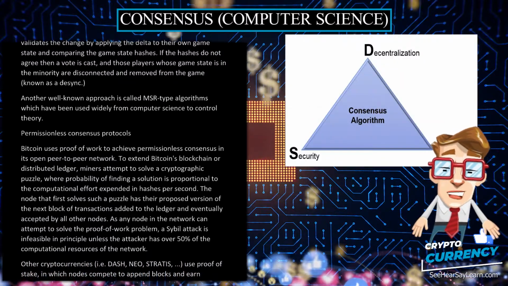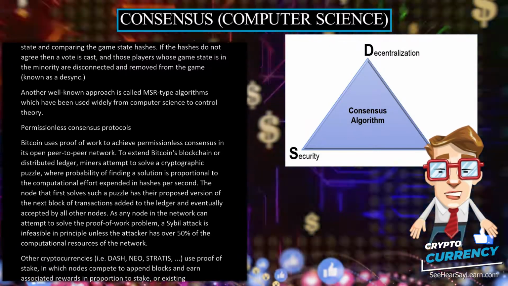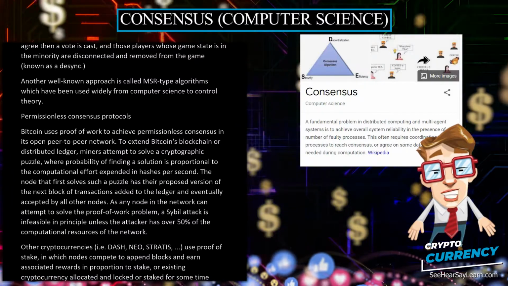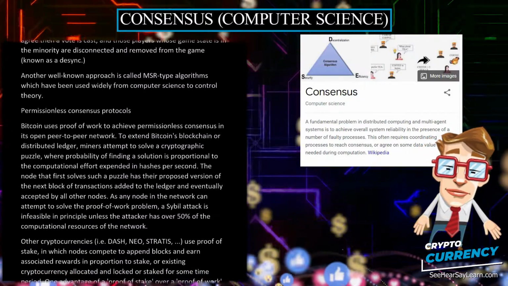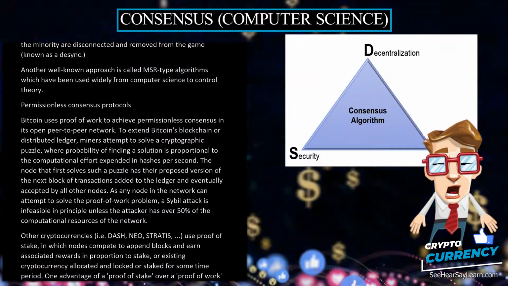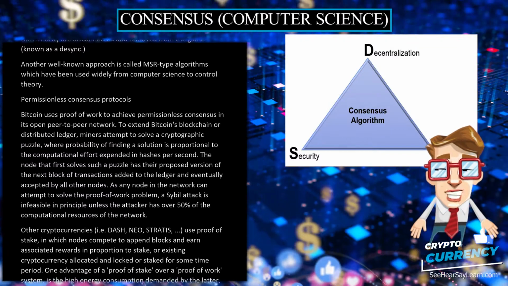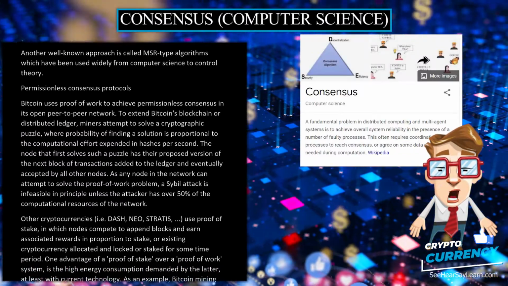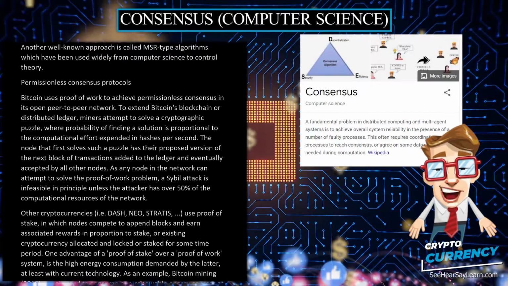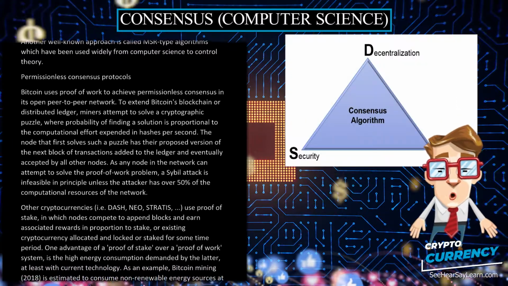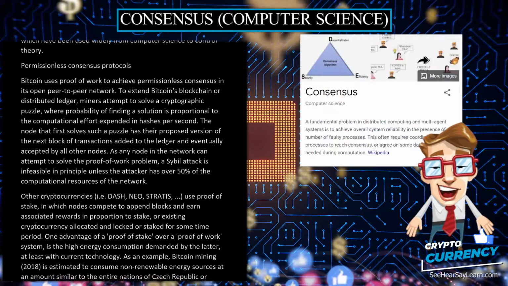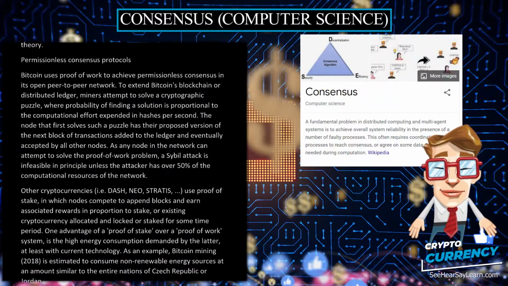As any node in the network can attempt to solve the proof of work problem, a Sybil attack is infeasible in principle unless the attacker has over 50% of the computational resources of the network. Other cryptocurrencies, i.e. Dash, Neo, Stratis, use proof of stake, in which nodes compete to append blocks and earn associated rewards in proportion to stake, or existing cryptocurrency allocated and locked, or staked, for some time period.